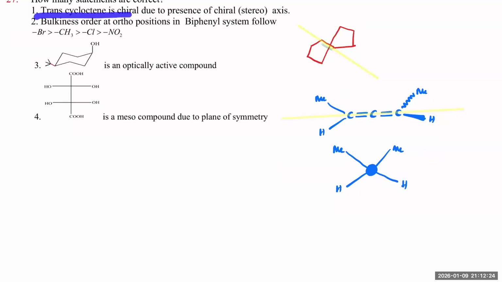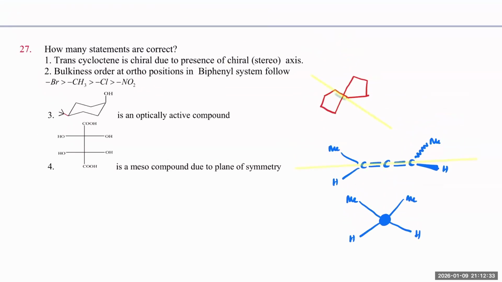So you can see trans-cyclooctene has a chiral axis. Here also there is a chiral axis. There is no symmetry which you will find across it. So yes, this one is true.